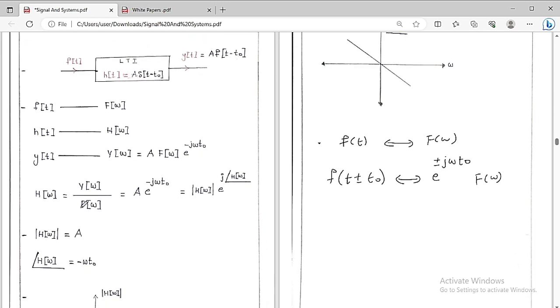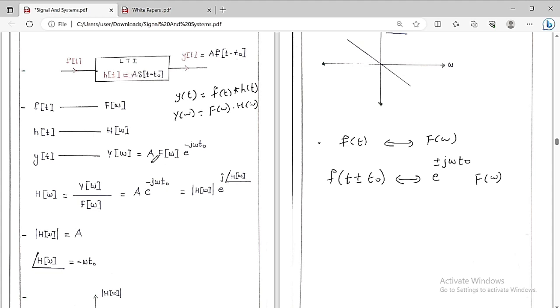Now I want to find h of omega. I already told you that y of t is f of t convolution h of t. Convolution in the time domain leads to multiplication in the frequency domain, so y of omega is equal to f of omega into h of omega. Then h of omega is equal to y of omega by f of omega.